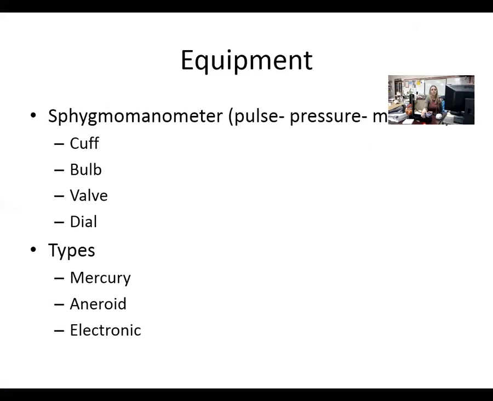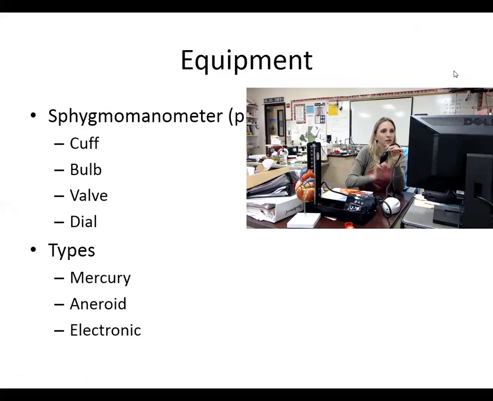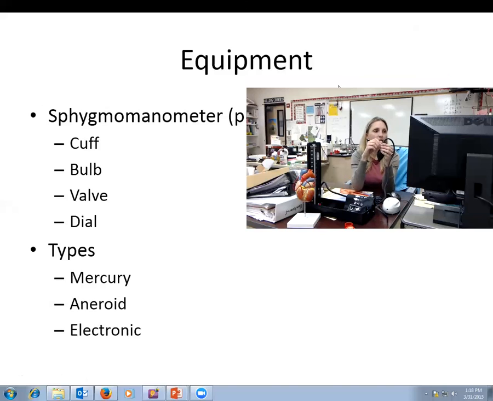The bulb is the part that you squeeze. The valve is on the bulb, usually at the top of the bulb. It opens and closes so that you can put pressure in or let it out. And then the dial is the part that has the needle in it that tells you what numbers you're looking at. So again, there are different types.